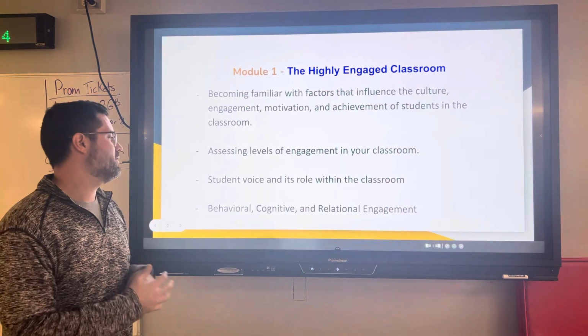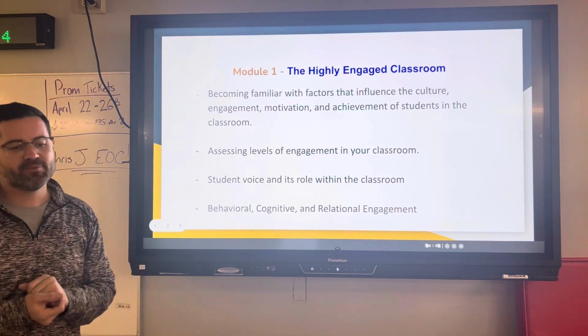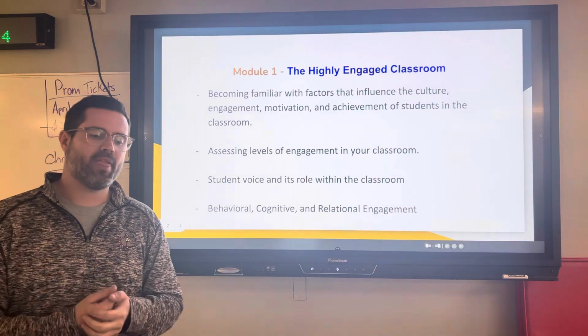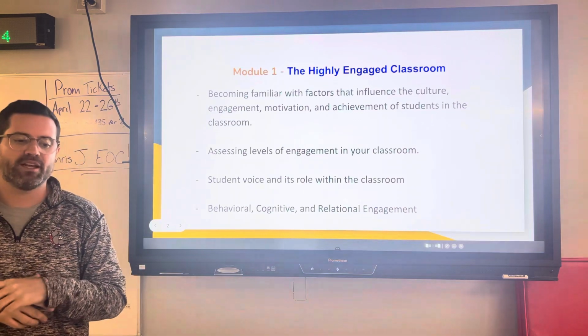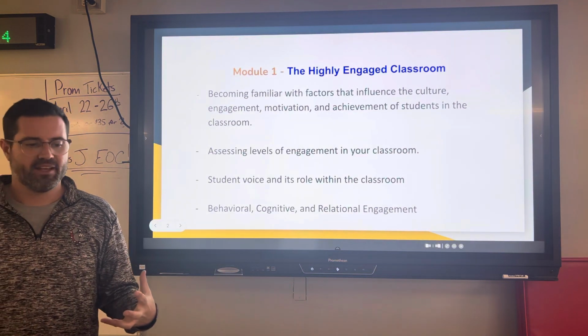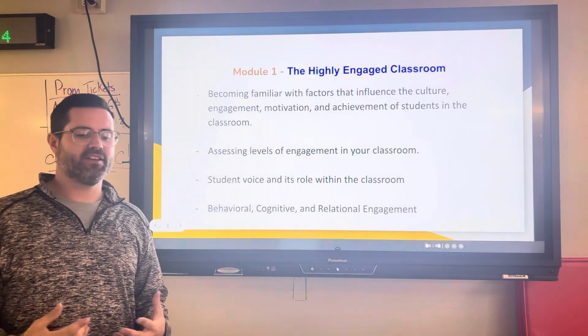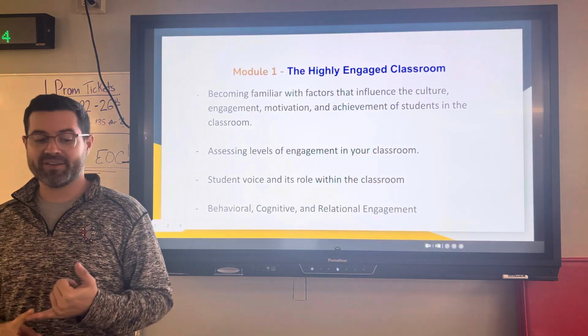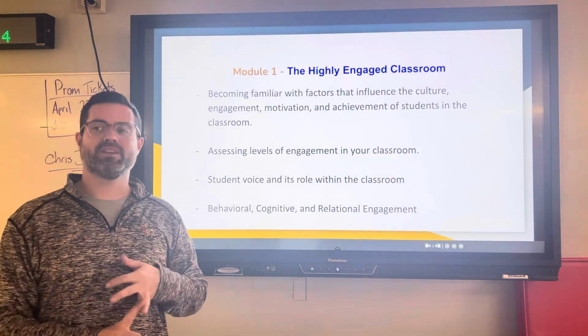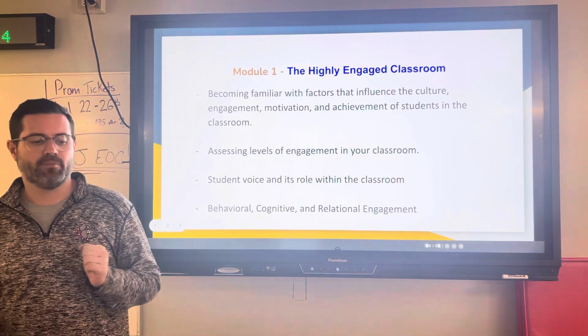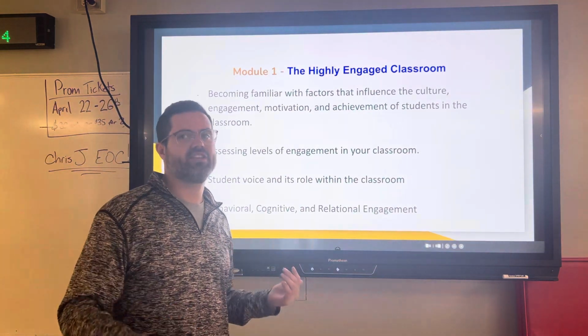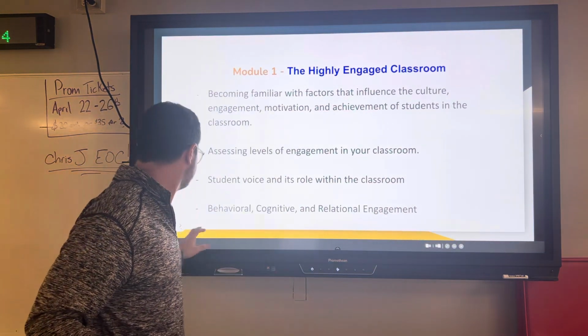Lastly, we looked at behavioral, cognitive, and relational engagement. So to sum that up, behavioral engagement includes visual actions. Cognitive engagement deals with the student's mental process. And then lastly, relational engagement highlights the importance of fostering good relationships in the educational setting.